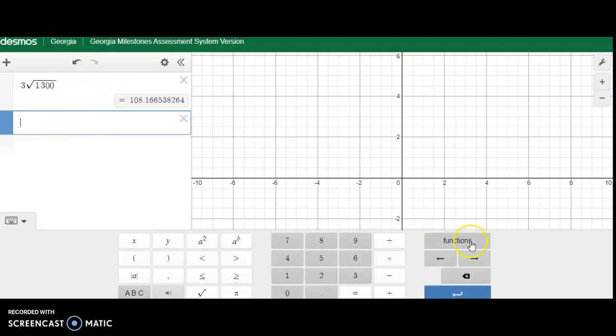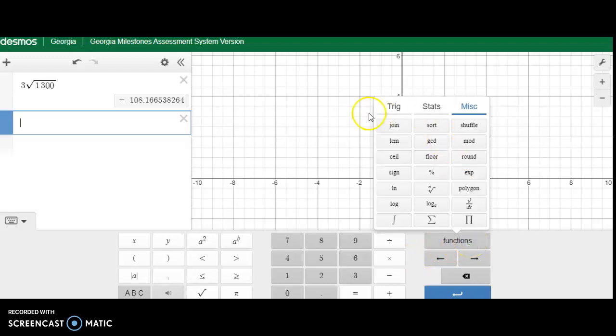To find the cube root, you actually have to click over here on the functions button, and then they have all these different functions, but you want to be in the miscellaneous category, and down here you will see a root with a little n.